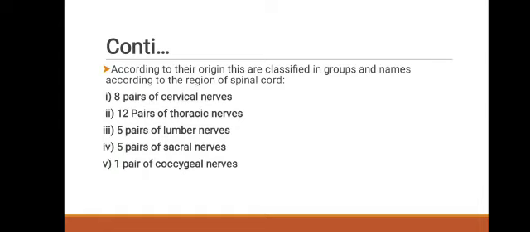That is 8 pairs of cervical nerve, 12 pairs of thoracic nerve, 5 pairs of lumbar nerve, 5 pairs of sacral nerve, and 1 pair of coccygeal nerve.